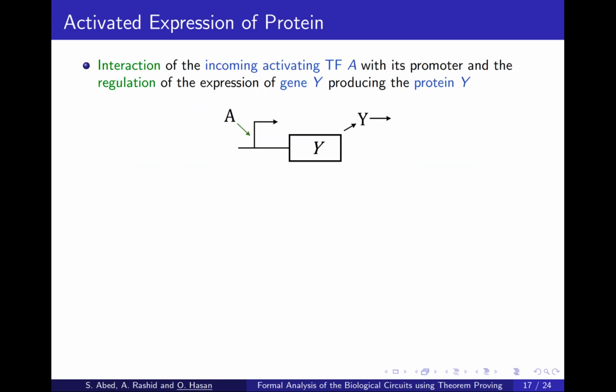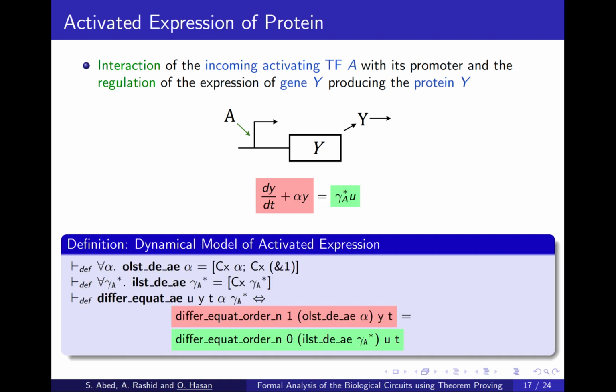Now, this is the first case, which is the activated expression of the protein. It describes the interaction of the incoming activating transcription function A with its promoter and the regulation of the expression of gene Y, producing the protein Y, as you can see in the slide. This is regulated by the following differential equation. And this is our formal definition of that equation. As you can see, we utilize the differential equation order n function. The first one is of order 1 and the second one is of order 0.